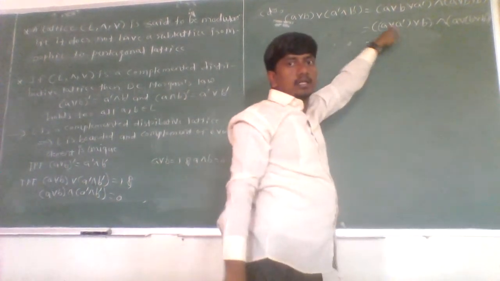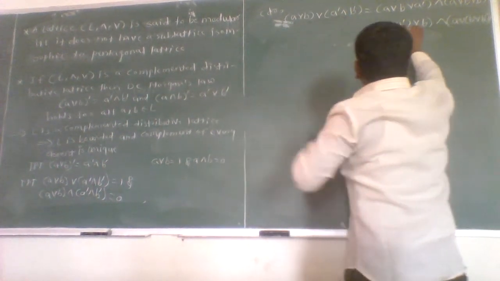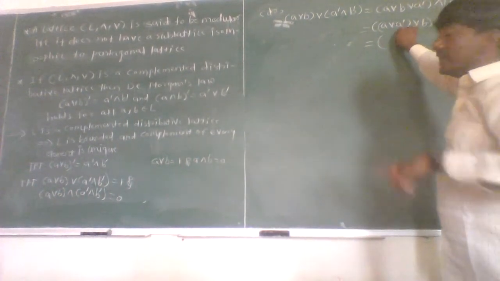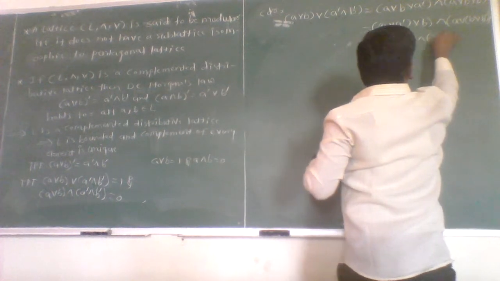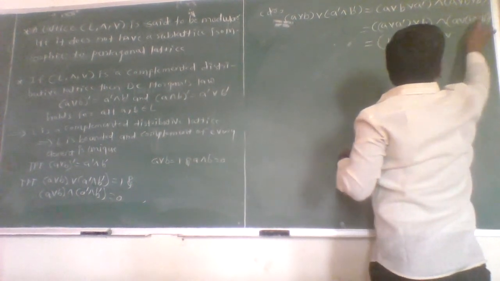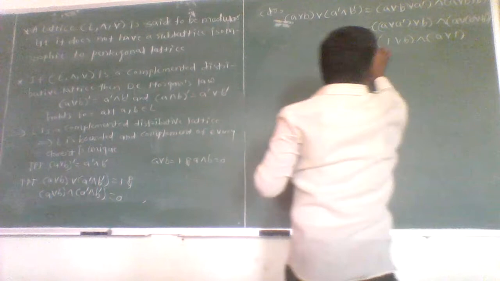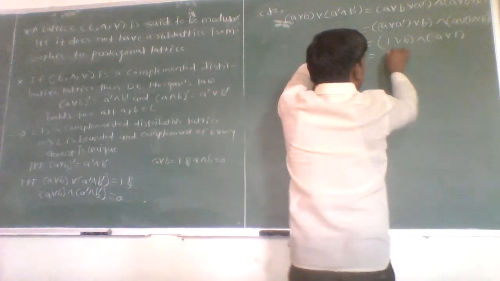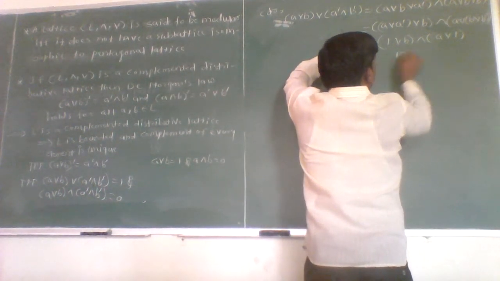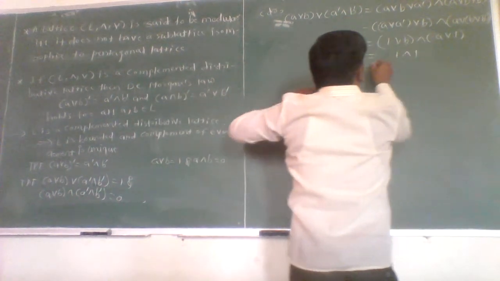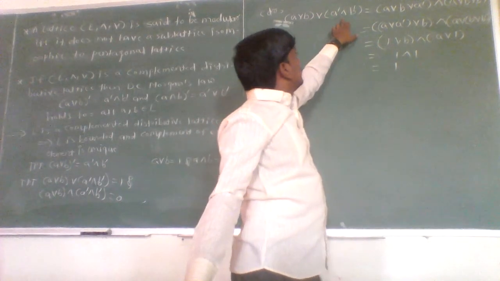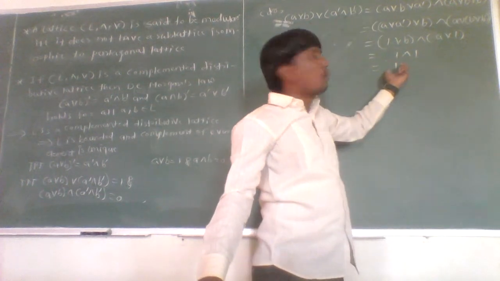A join A dash, as A dash is a complement of A, therefore A join A dash is nothing but the greatest element, which is 1. 1 join B is nothing but 1, meet A join 1. Again, as 1 is the greatest element, A join 1 is 1 and 1 meet 1 is 1. Therefore, here we have proved that (A join B) join (A dash meet B dash) is nothing but 1.